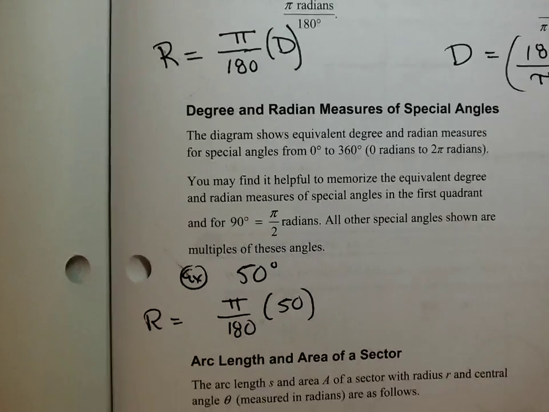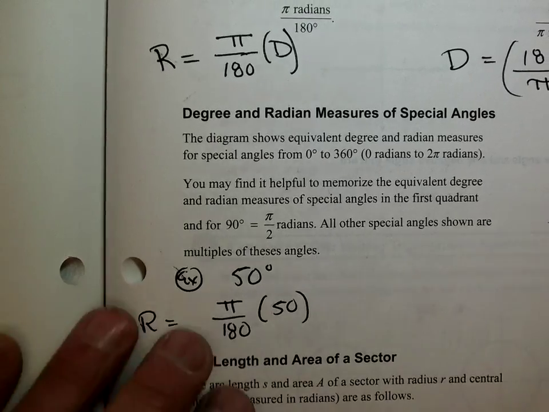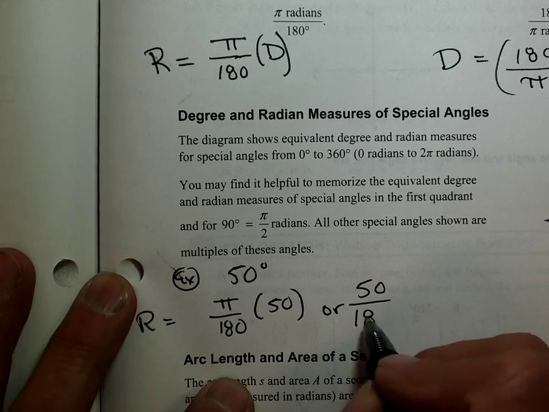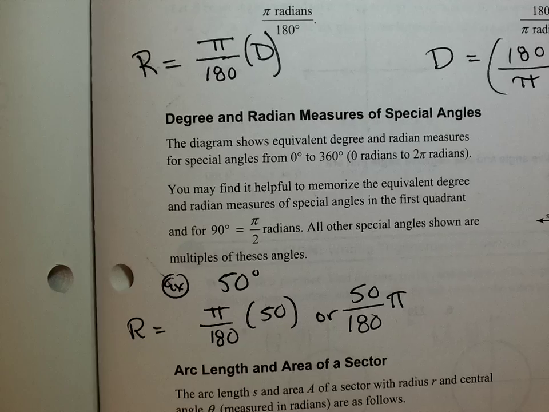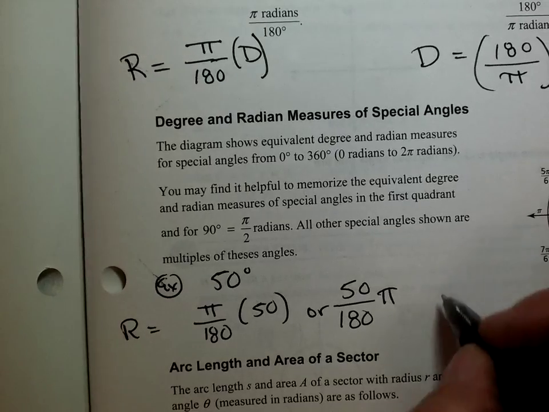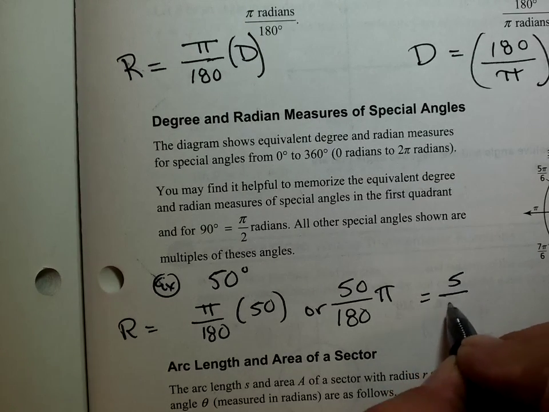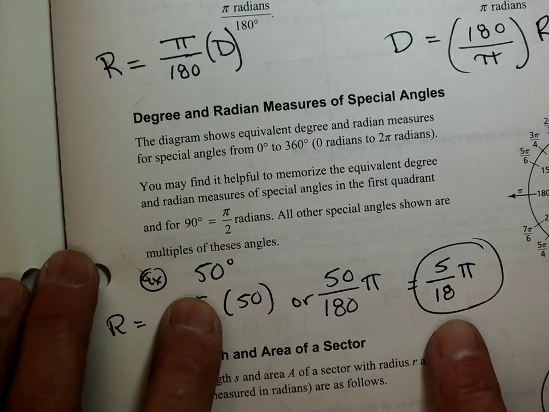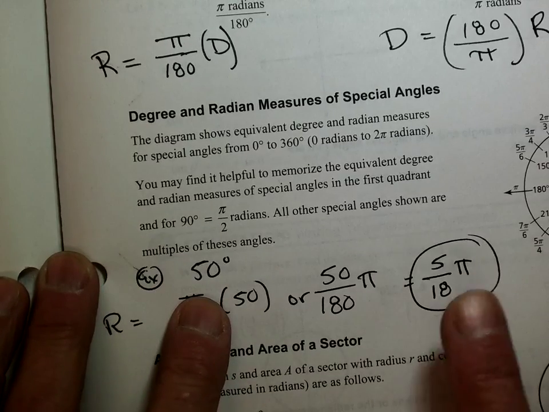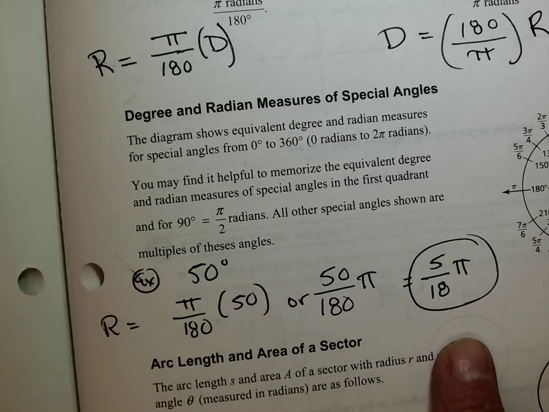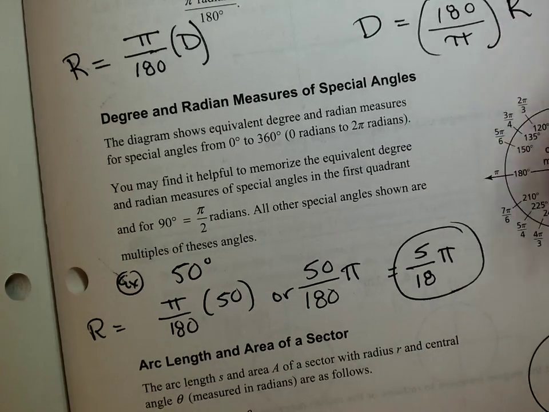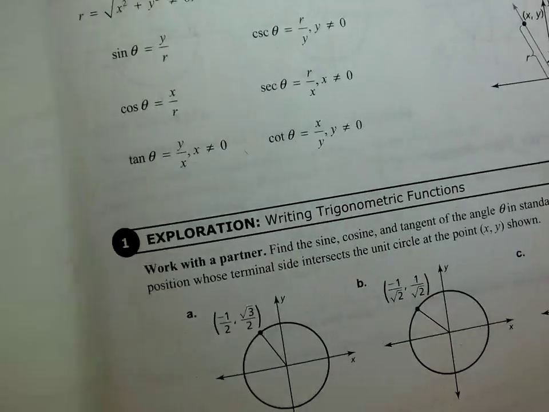Now I want to change this to a reduced fraction, okay? So it's the same thing as 50 over 180 pi, okay? Let's reduce that. Or it's the same thing as 5/18 pi. 50 degrees and 5/18 pi are the same angle. One is in degrees, one's in radians, okay? Now we can do the other way, but I'll wait and flip the book and we'll do the other way, okay? So right now let's go ahead and turn the page. You guys ready to turn the page? Okay, easy so far? Okay, turn the page.